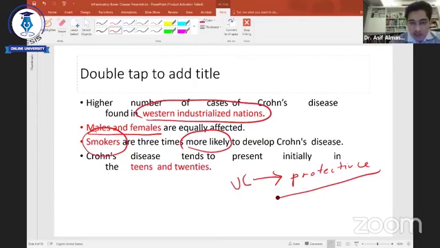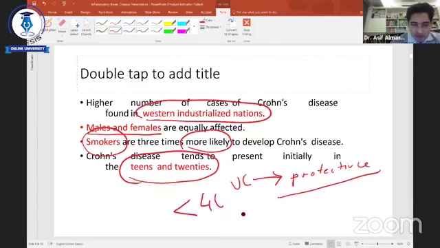Now, this is again common to both ulcerative colitis and Crohn's disease. This happens in the teens and the 20s. That means usually patients are below 40 years. You'll see that most of the patients are below 40 years.